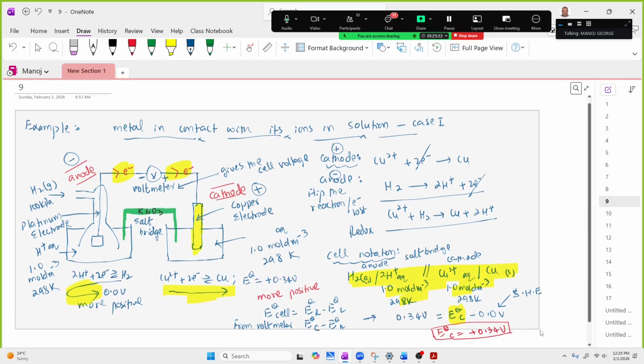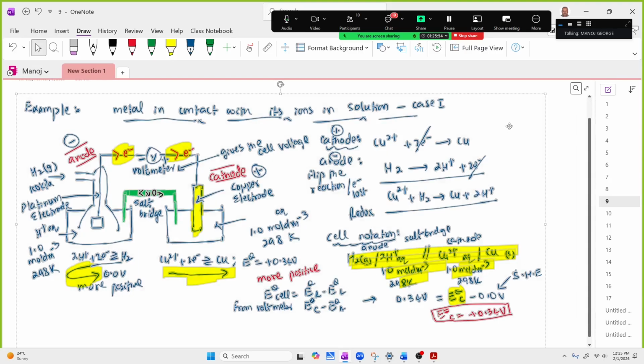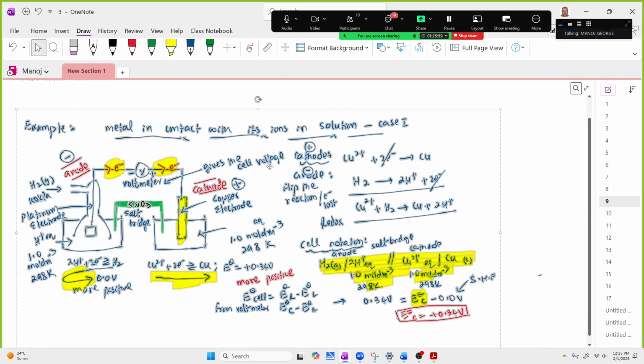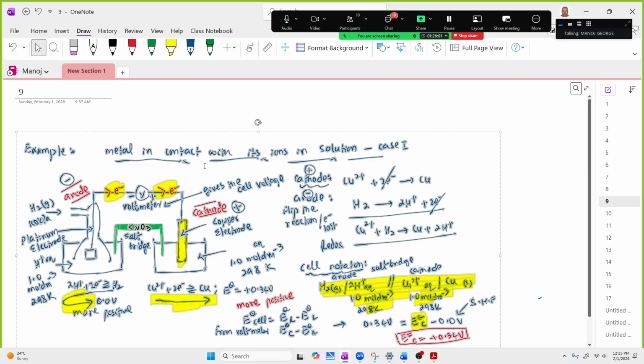How to draw, how to figure out who is cathode, who is anode. These are the important stuff here. How to mark the electron flow.